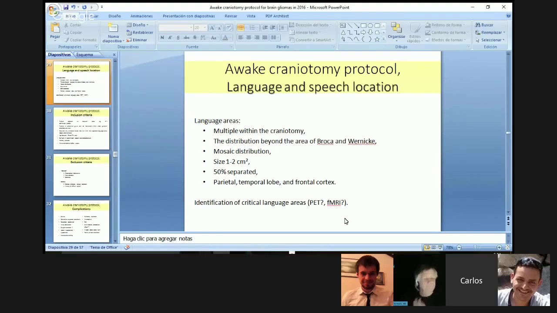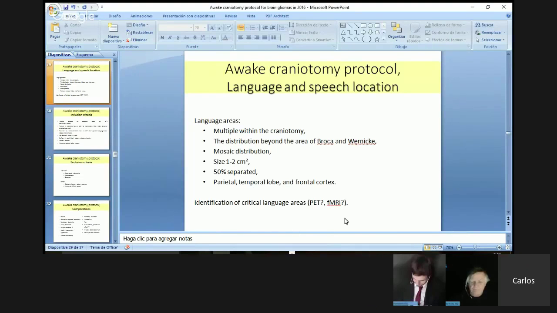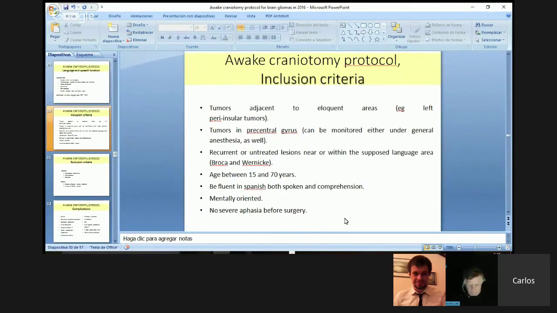Maybe do it preoperatively with non-invasive techniques such as PET or functional MRI, but all of these techniques are not as objective and sensitive as intraoperative neuromonitoring. So, what about the inclusion criteria for patients who will be operated on under awake craniotomy?